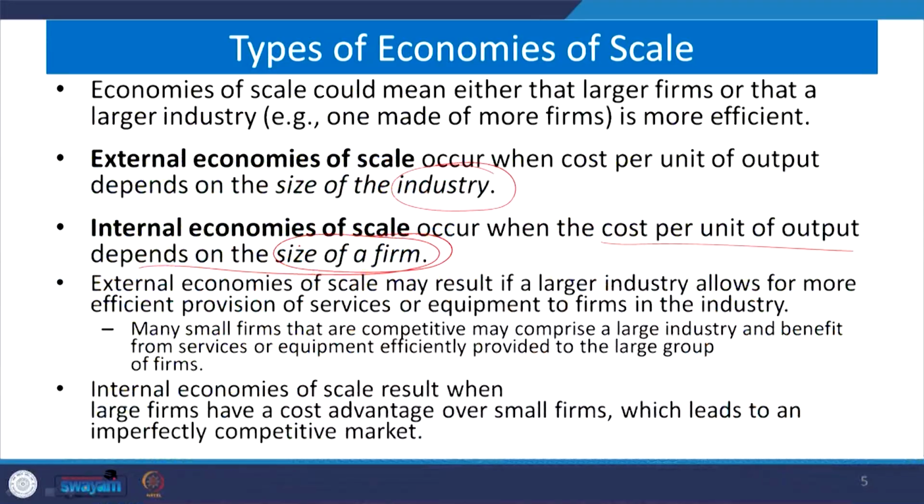External economies of scale may result if a larger firm or larger industry allows for more efficient provision of services or equipment to the firms in the industry. Similarly, conversely, we can discuss this for the small firm as well. Internal economies of scale result when large firms have a cost advantage over small firms, basically within the firm, which leads to an imperfectly competitive market. So, we are largely emphasizing internal economies here.